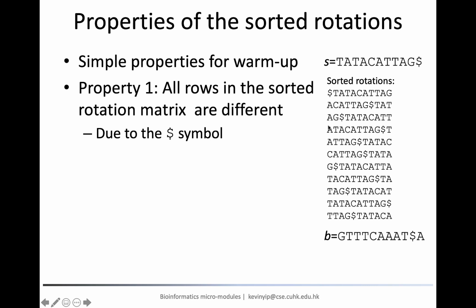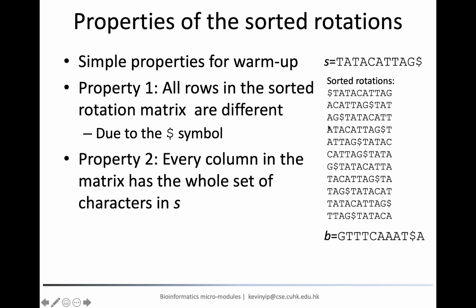If you agree that this property is true, then the second property is probably obvious to you, that every column in the sorted rotation matrix has the whole set of characters originally in S. For example, if we count the frequencies of different characters in S, we find that it contains 1 $, 4 A's, 1 C, 1 G, and 4 T's. In every column of the sorted rotation matrix, we also have this same composition of characters.